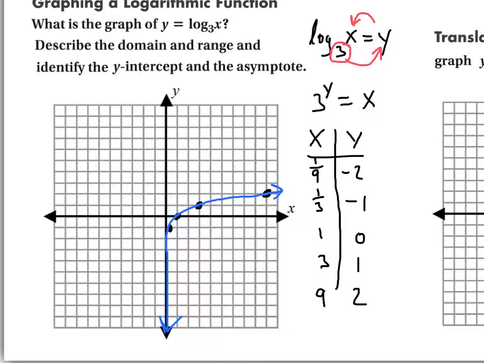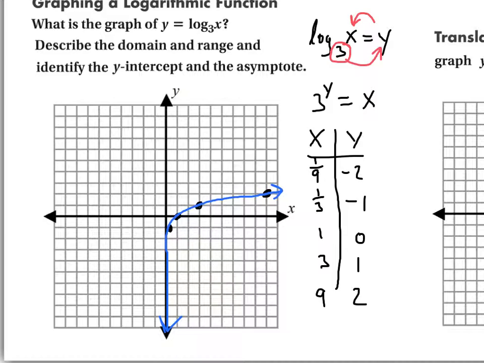Okay? We can't take the log of a negative number because those negative numbers aren't on the graph. You can't take the log of a negative number because they're not there. They're undefined. Okay? What about the range? Range stands for our y-axis, y values. What can those be? Negative infinity to positive infinity.